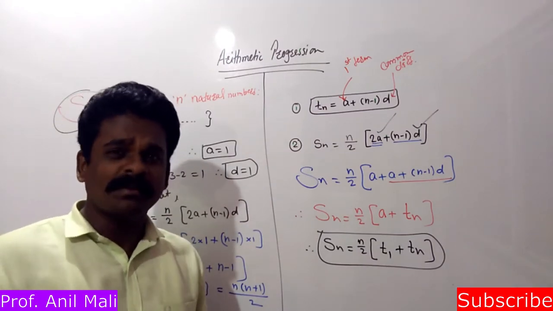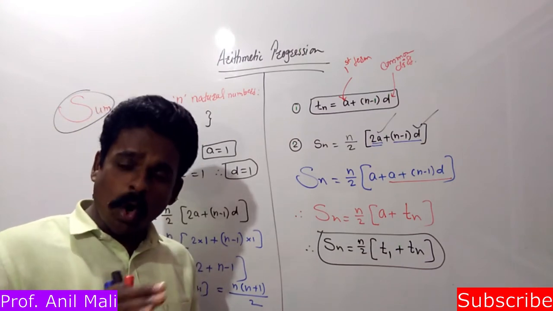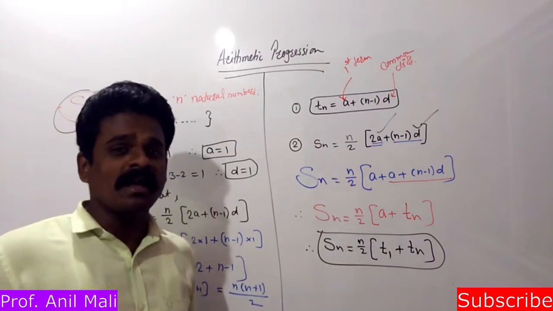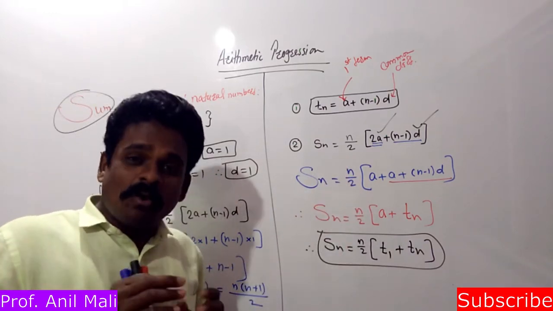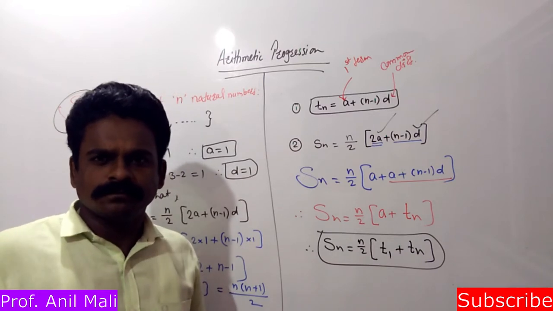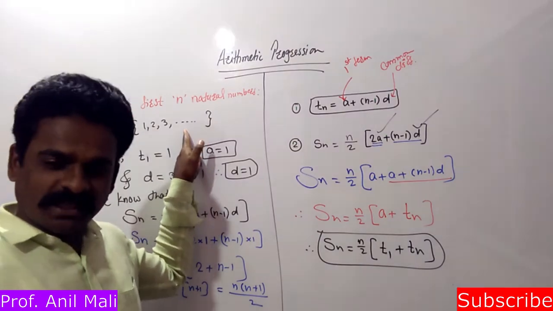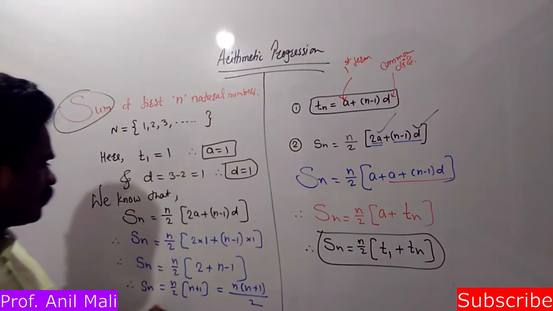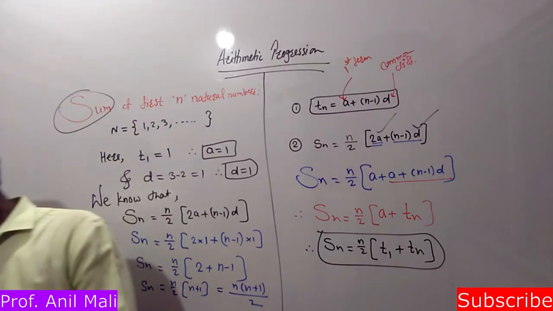We don't know what type of progression that is, but just to find the sum of the first n terms which are in arithmetic progression, we will use this formula. And for the progression which is like this, that is nothing but the natural numbers. So the sum of first n natural numbers is equal to n into n plus 1 divided by 2.